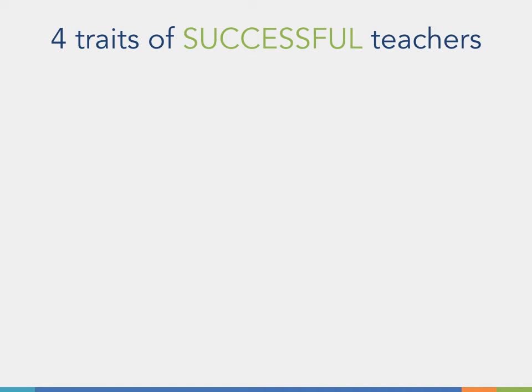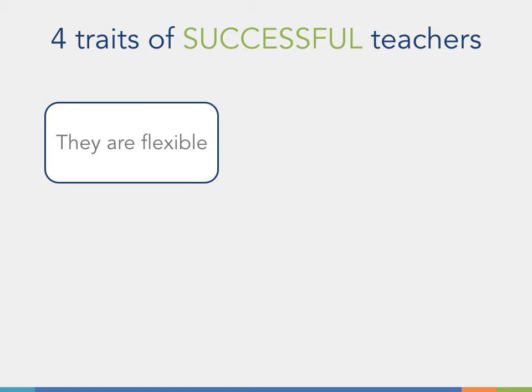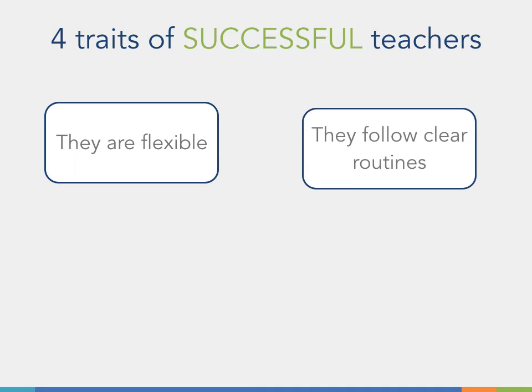So before we end, let's look at 4 traits of successful teachers. Firstly, they are flexible. They recognize that ADHD learners are different, and they support this individuality. Secondly, they follow clear routines, and this means that they maintain a positive teaching environment. The learner knows what to expect, and the teacher knows what to expect, and in fact the whole class knows what to expect.